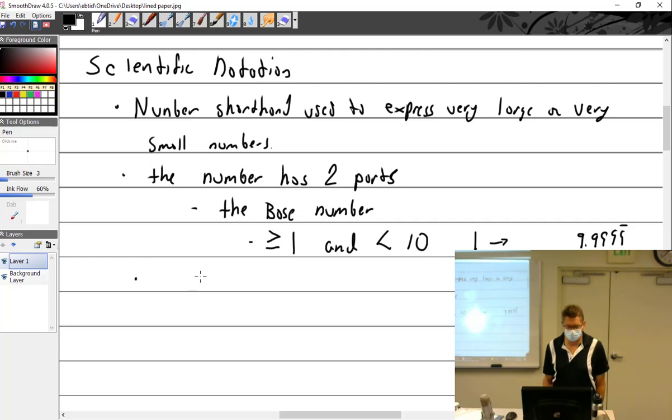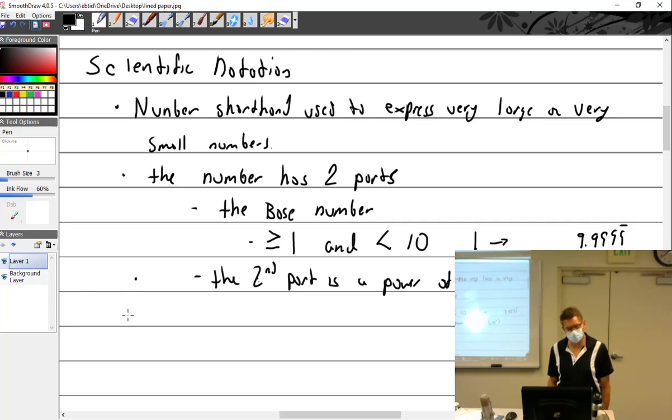Okay. The second part is a power of 10, as in like 10 to the power of 6 or something like that. So when we put it together, we always have to have a number between 1 and 9.9999, up to and including, I should say. So 2.35 times 10 to the power of 6.